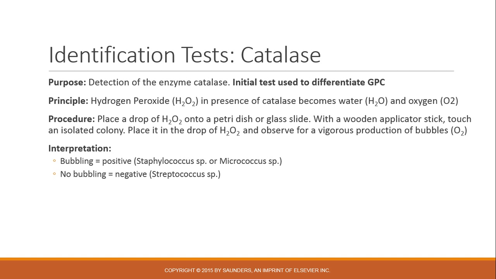Okay, so if it's positive, that means you've got either a staph or a Micrococcus species. If it's negative, you've got a strep. So this is a good test question. How do you differentiate gram-positive cocci? Or what test is used to differentiate your gram-positive cocci? Catalase is the number one test, or the first test that you do to differentiate. Do I have a staph or do I have a strep? Right?